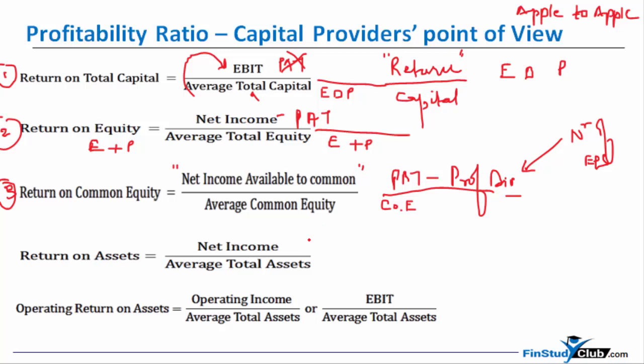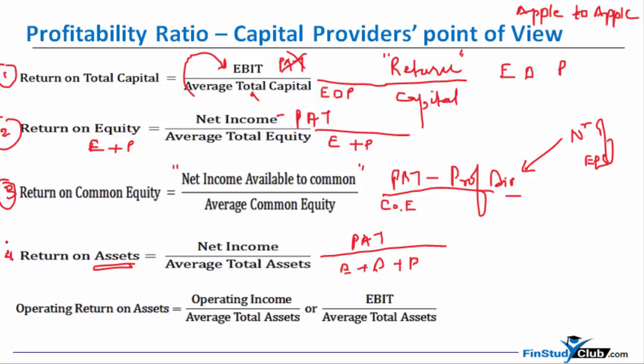Okay, so you have to maintain apple to apple in that sense. There's another base on which this could be calculated, which is the base of the total asset. So the total asset is also almost like the equity plus debt plus preference, because all three capital providers put together help buy the assets of the firm. And in the numerator you have the PAT.